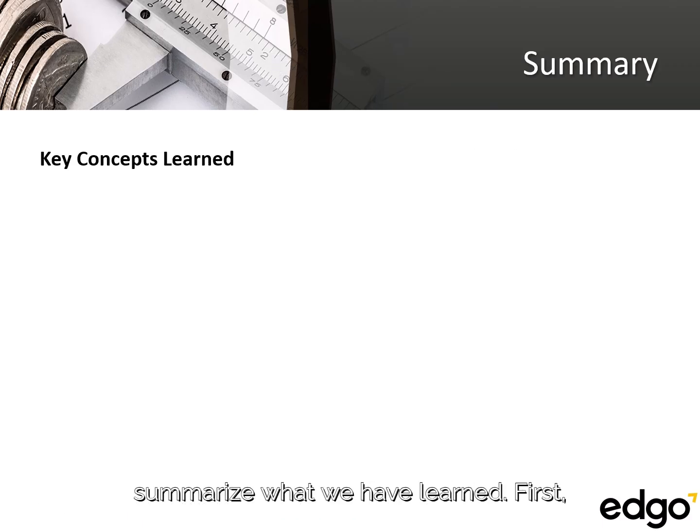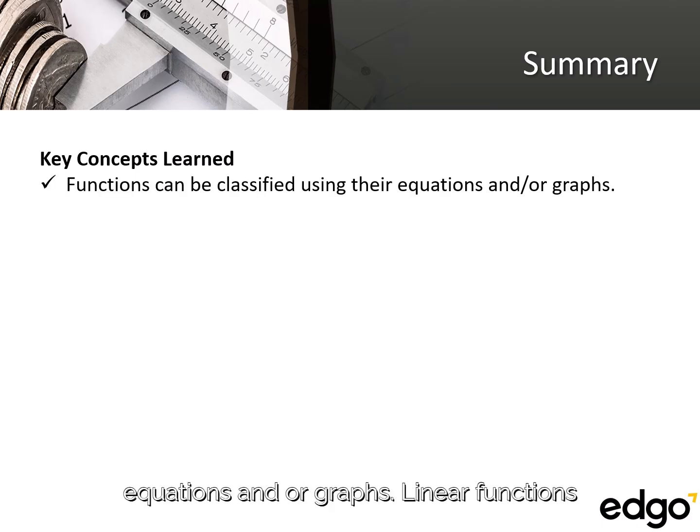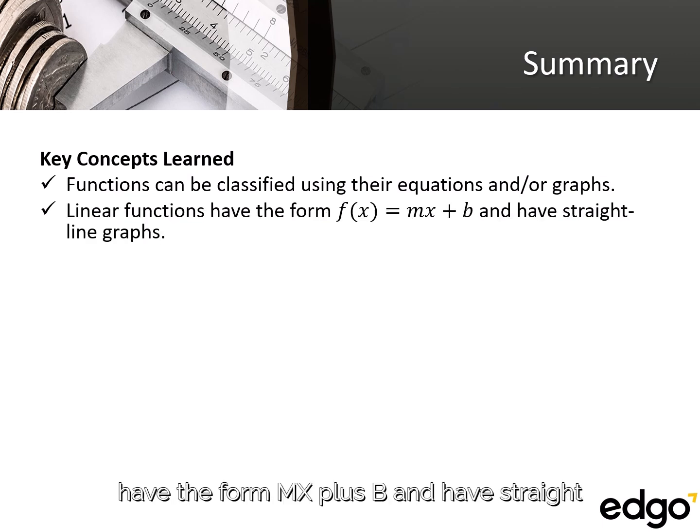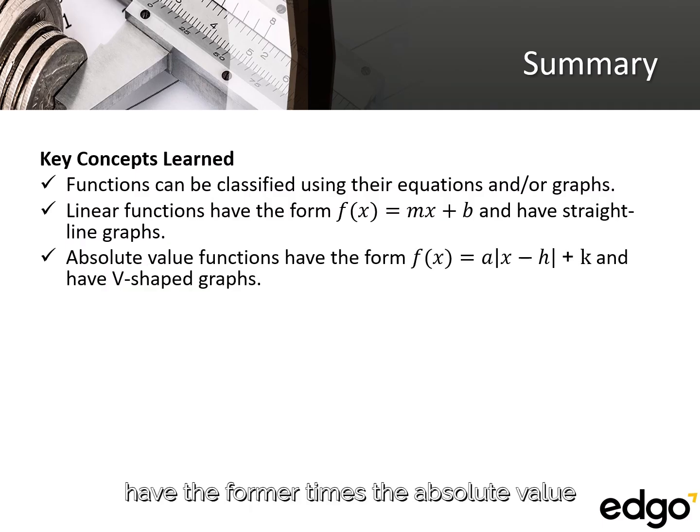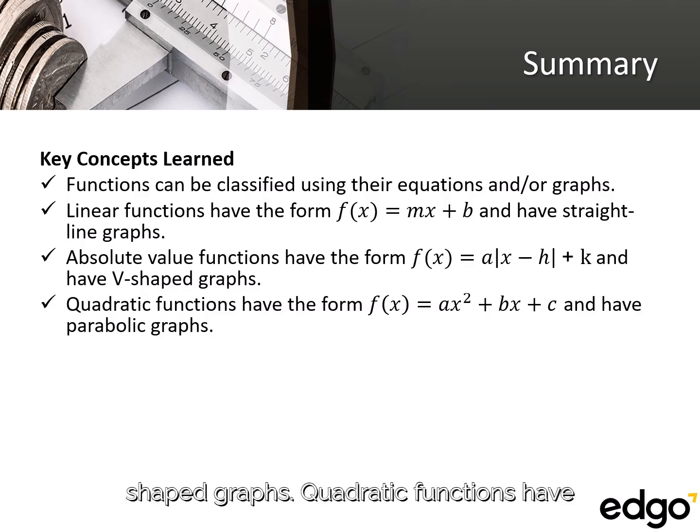Let's summarize what we have learned. First, functions can be classified using their equations and/or graphs. Linear functions have the form mx plus b and have straight line graphs. Absolute value functions have the form a times the absolute value of x minus h, plus k, and have V-shaped graphs. Quadratic functions have the form ax squared plus bx plus c and have parabolic graphs.